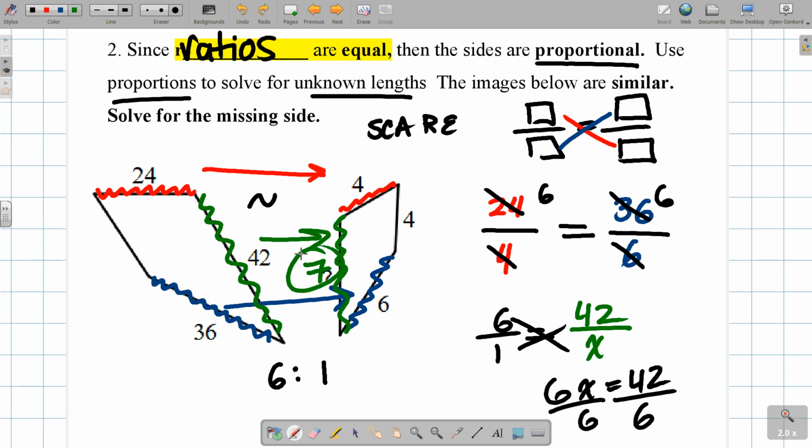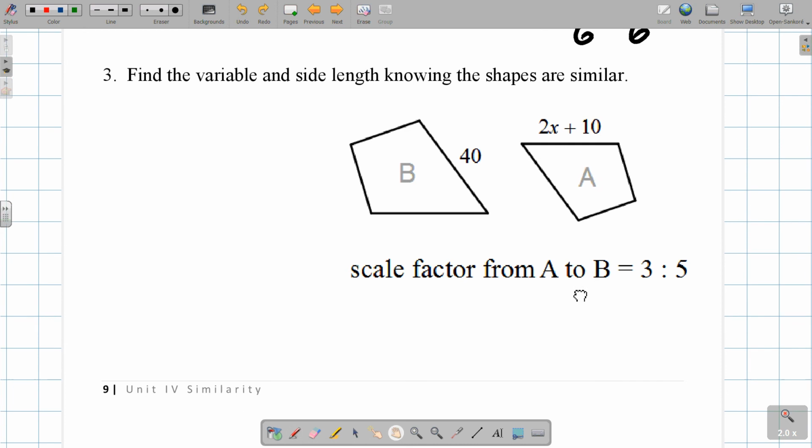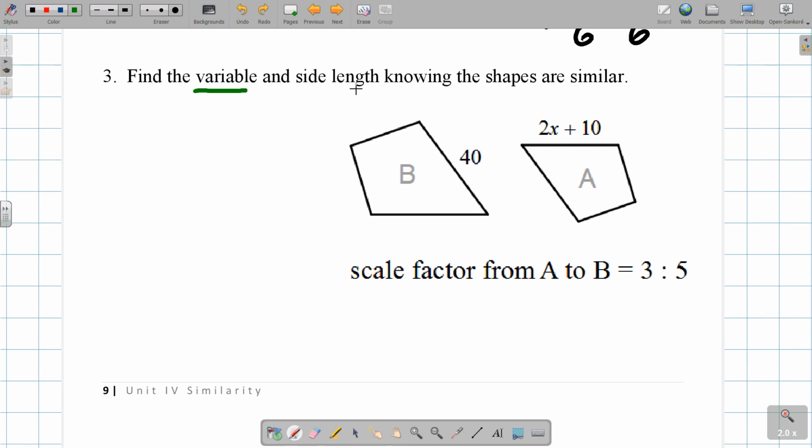X equals 7. Match and mirror, match and mirror. As long as you match and mirror, you're in good shape. I'll do one more. So find the variable and the side length, knowing the shapes are similar. And watch very carefully. A little bit of trick there.